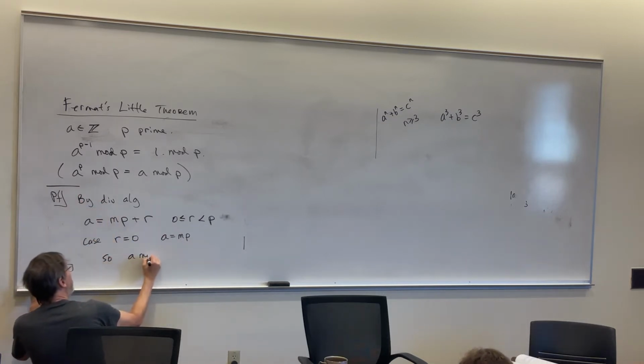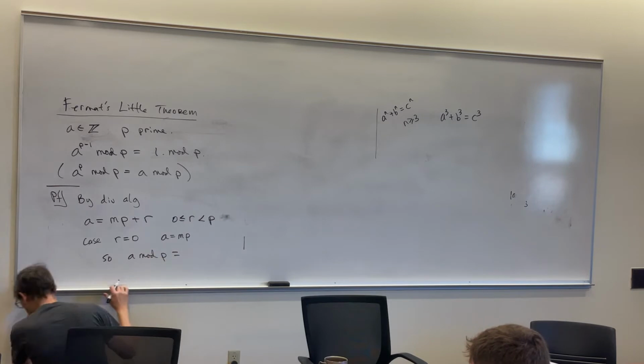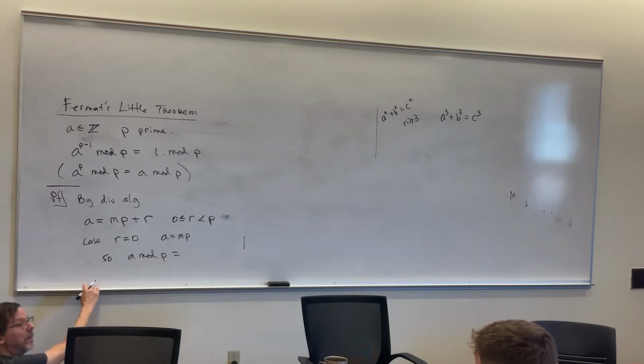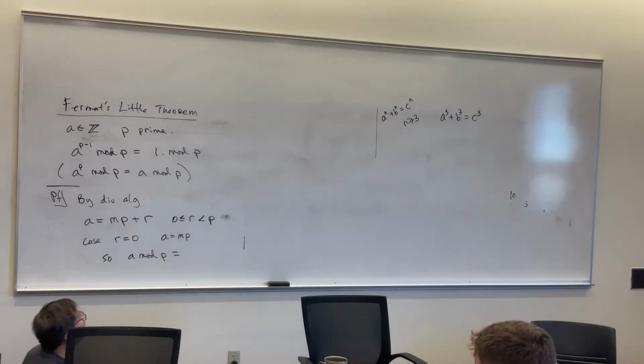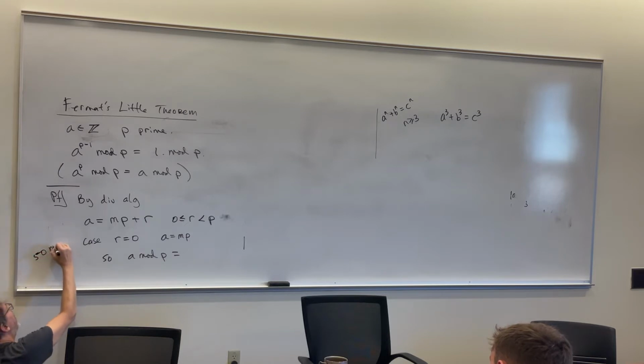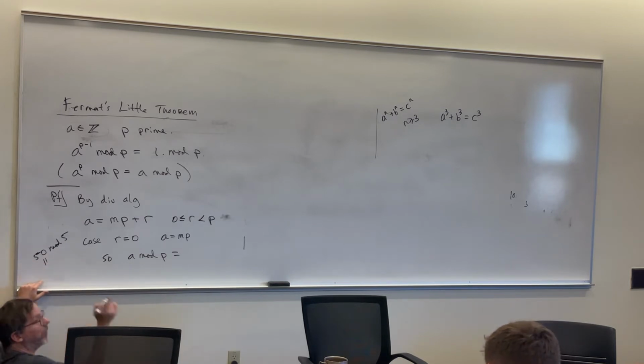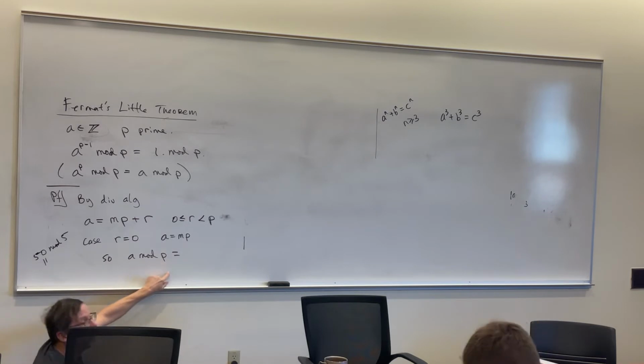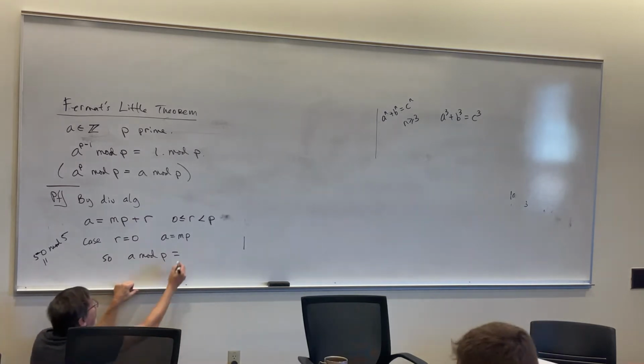So A mod P is what? Let's think. If I had 50 mod 5, it's 0, right? It's just a multiple of the thing I'm modding. So this is 0.